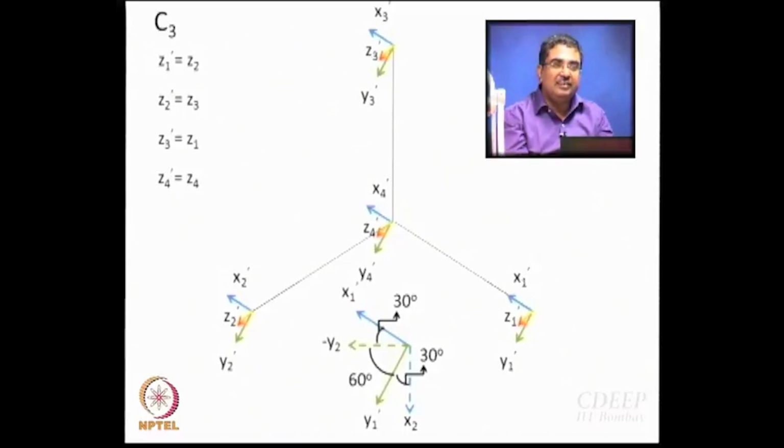So now you can write, you have already done this. So tell me what is X1 dashed? Minus half X2 minus root 3 by 2 Y2. Have you done this earlier or not? You have done it, right? It's very easy. What happened?